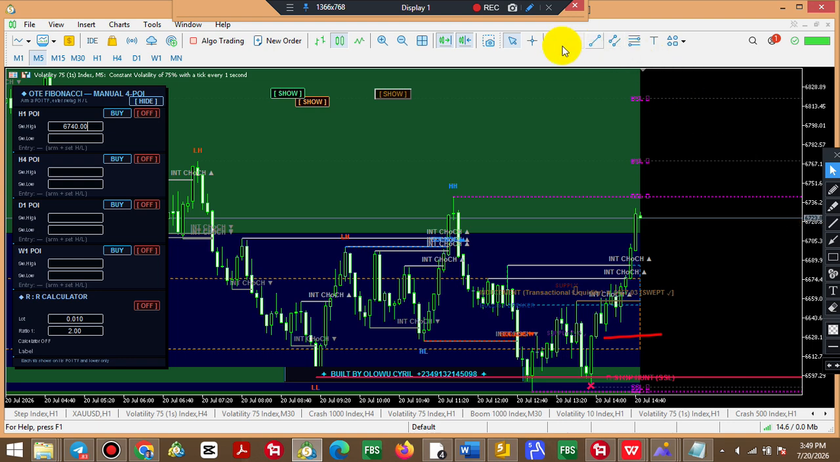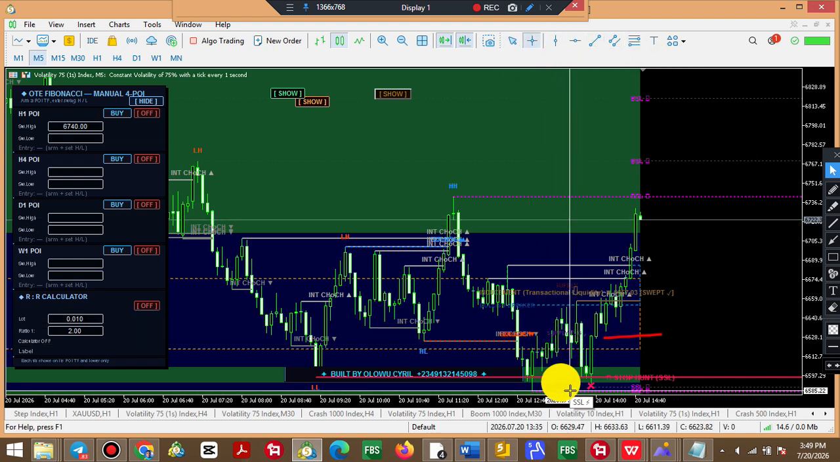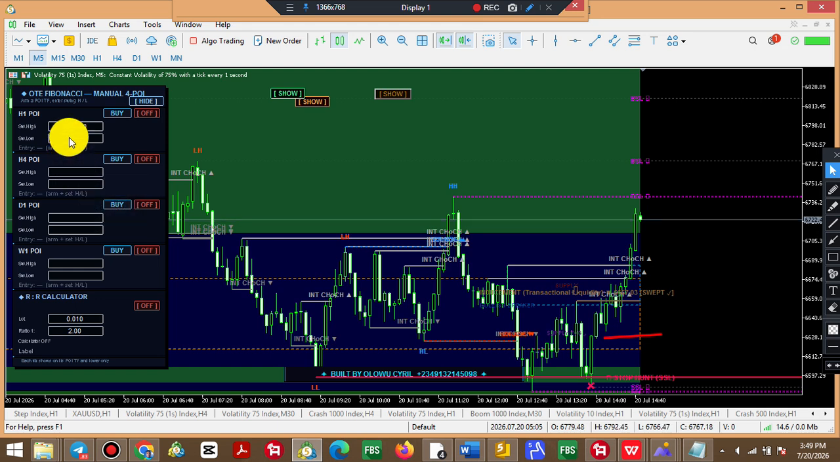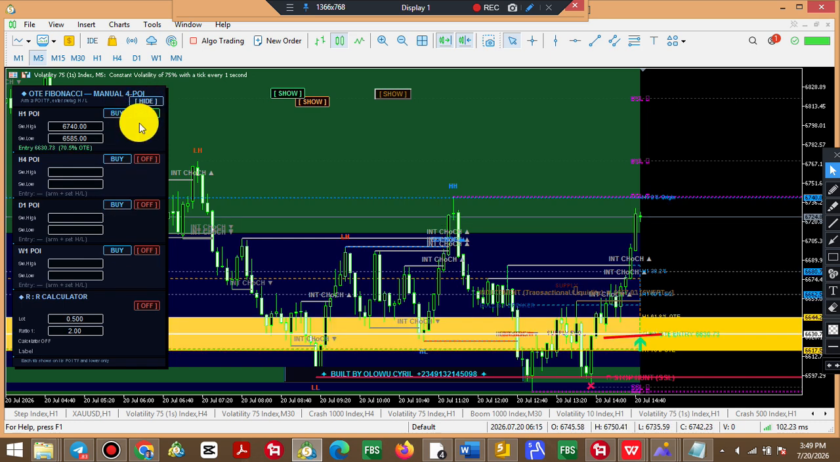Let's just use the random digits, 0.00. And then let's take the value for the extreme low, which is the last point here, 65.85. 65.85.00 as well. Then let's turn on our Fibo. We are using 0.5.